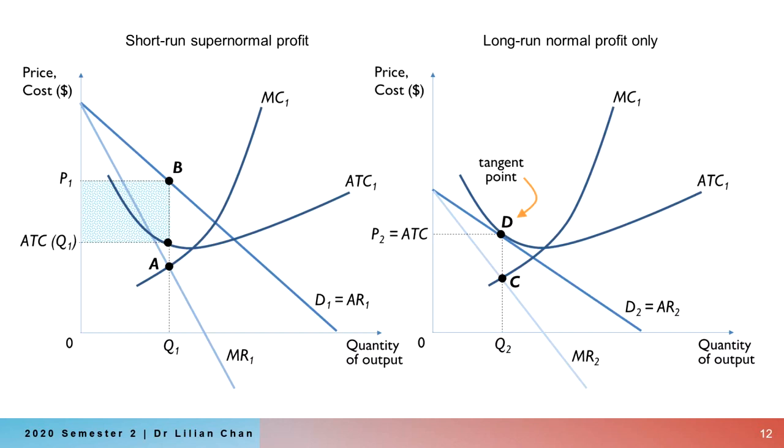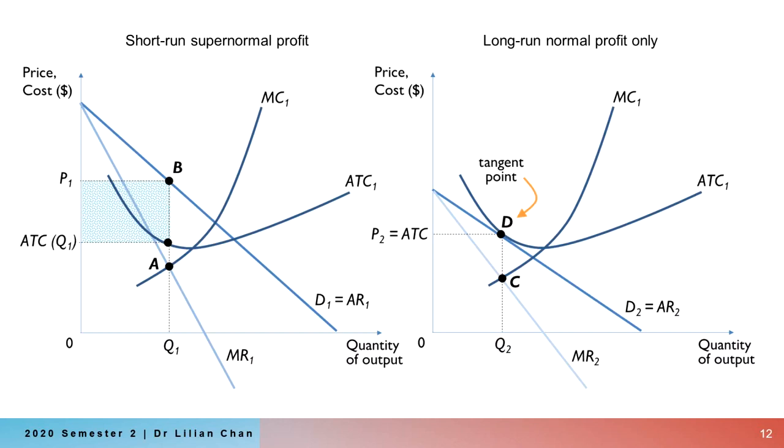Now, the same analysis in reverse would happen if the firm experienced supernormal loss in the short run. That means the ATC curve is above the demand curve. So at the profit maximizing output level, there is supernormal loss. If there's supernormal loss, then that would be only a short run phenomenon as well, because if there's supernormal loss, eventually some firms would want to leave the industry.